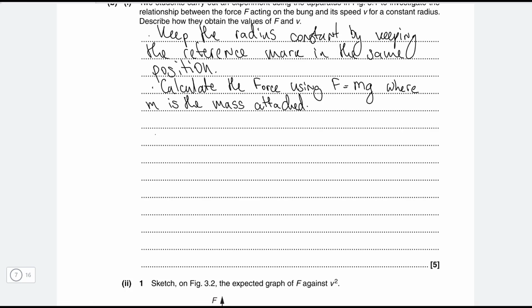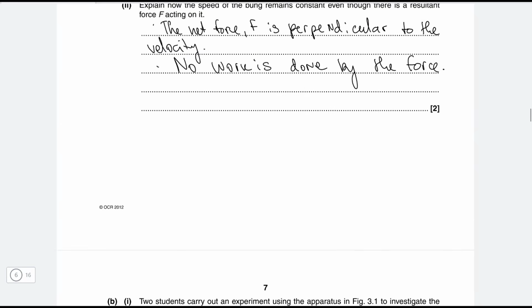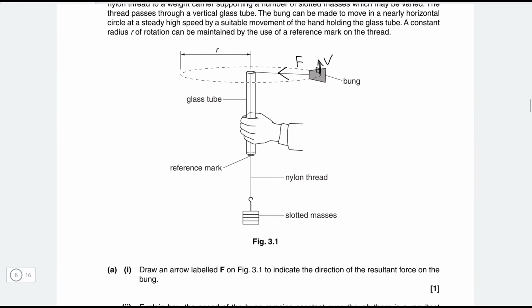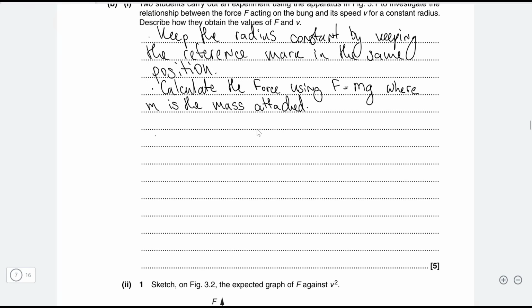So after we've kept the radius constant, we can actually calculate the force that's acting, the centripetal force, essentially, because if this thing is in balance, then the centripetal force will be equal to the weight. So we can just calculate this using mg, where m is the mass of the attached, essentially, masses.